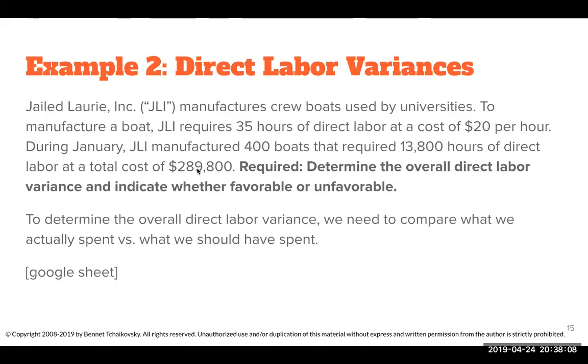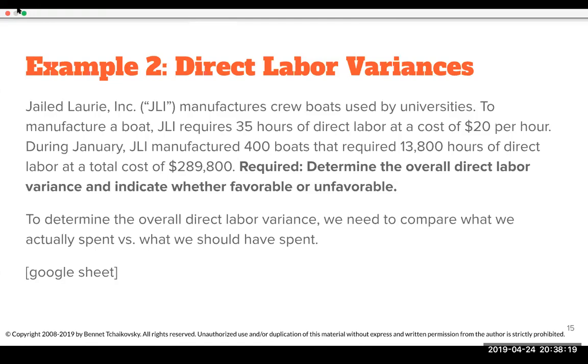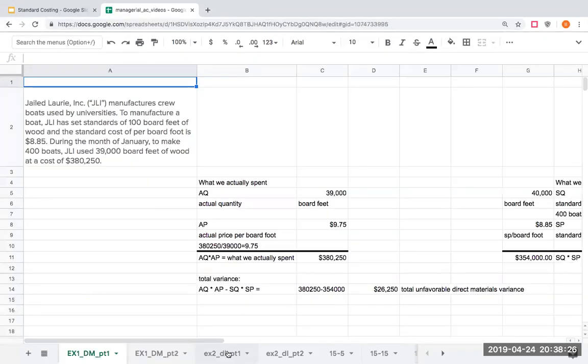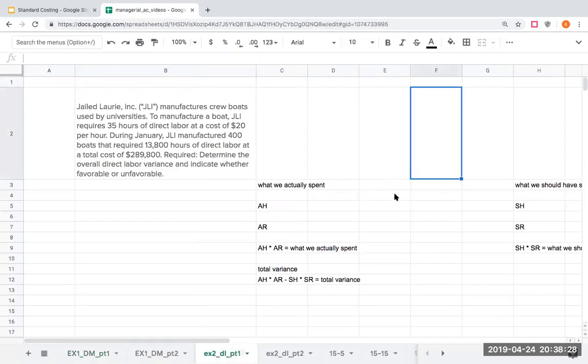So the first thing we need to do in variance problems is compute the total variance. Then, similar to direct materials, we'll break down those variances. So here's our problem, and here's where we're going to work our solution. In terms of what we actually spent, right?